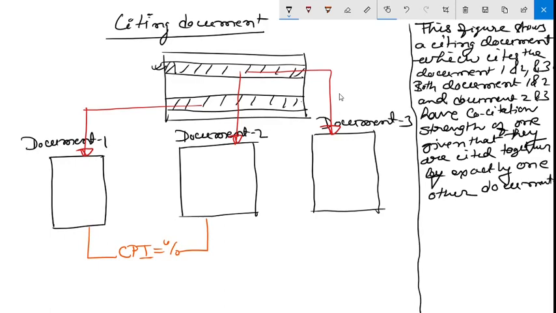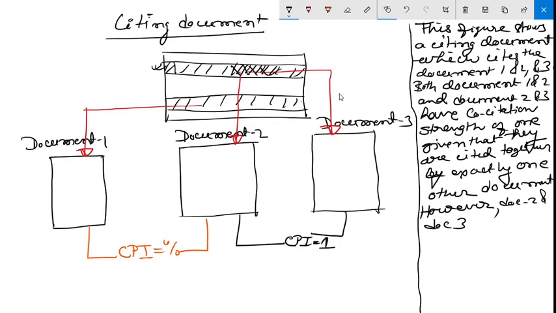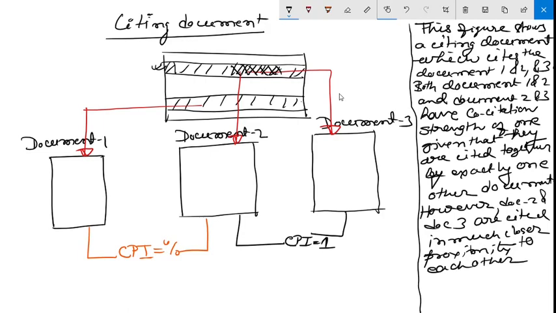Okay, now, however, document 2 and 3 are cited in much closer proximity to each other in the citing document, compared to document 1.